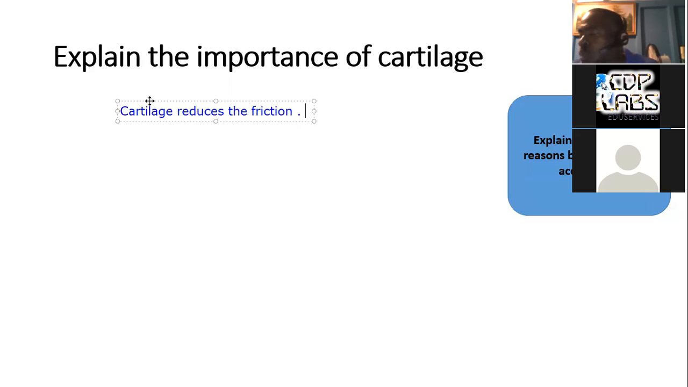It spreads the load to prevent shock between bones. Come again? The shock to prevent the bones. All right. So that's another function. Yep. But how do you establish now that it is important? There's a key word that I can use when we establish importance. A key word. Can anybody tell me?